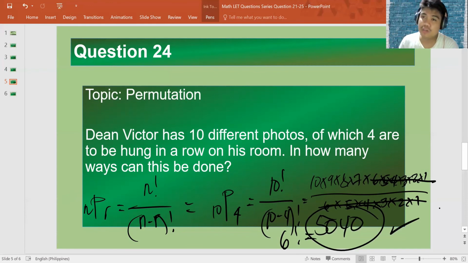So yung arrangement is nagma-matter dito. So yung kanina, yung kay Katrina, hindi nagma-matter yung arrangement. Pero in permutation, since this is on arrangement, it matters.